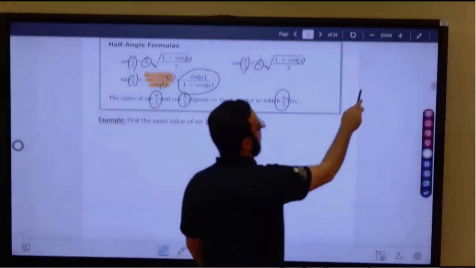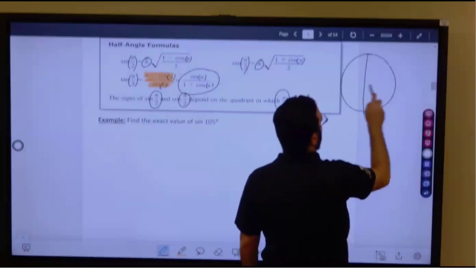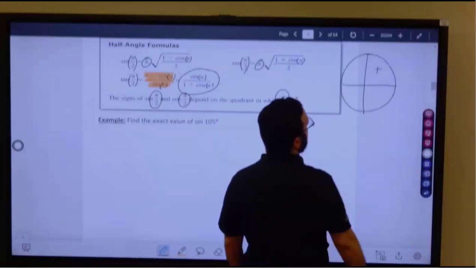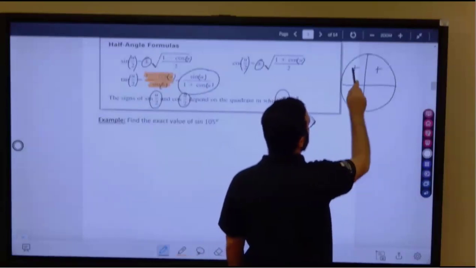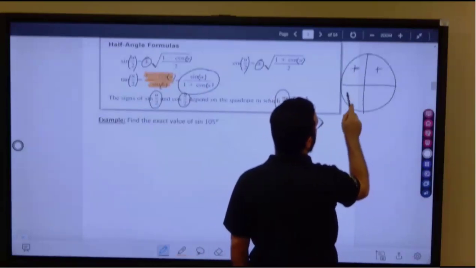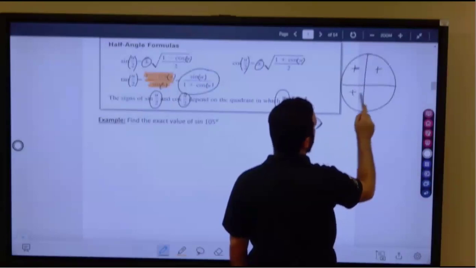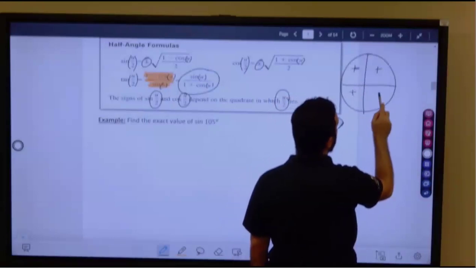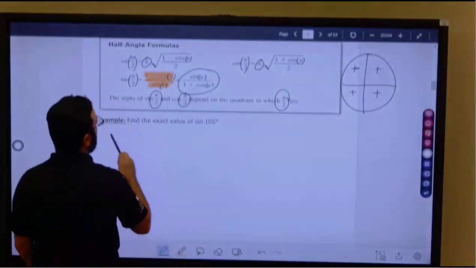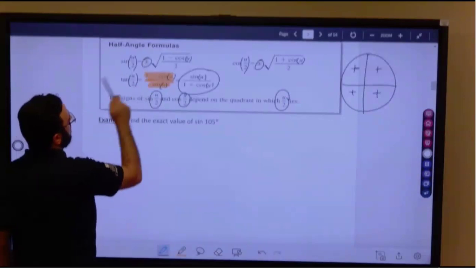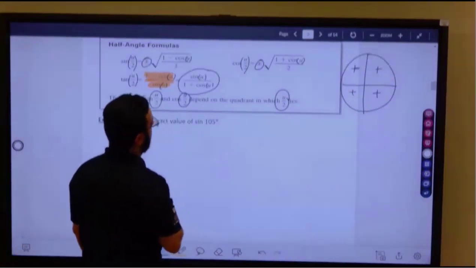Like if you go back to the circle, if it's here, all are going to be positive: sine, cosine, tangent. If it's here, only the sine is going to be positive. If it's here, only the tangent is positive. And if it's here, only the cosine is going to be positive. So it depends on the location of the angle. We can consider whether the sine is positive or negative.